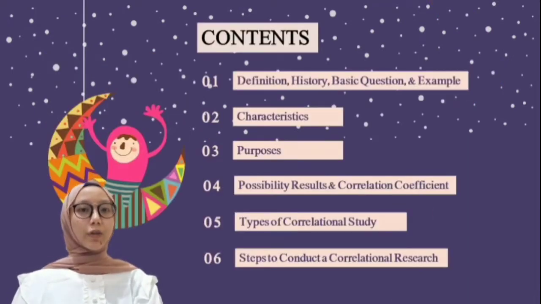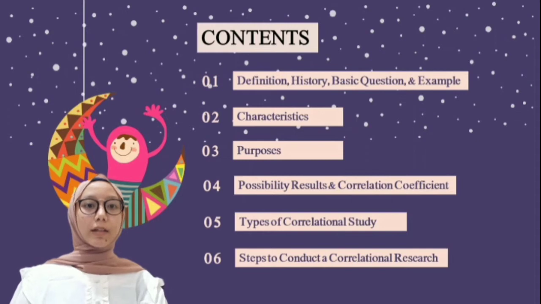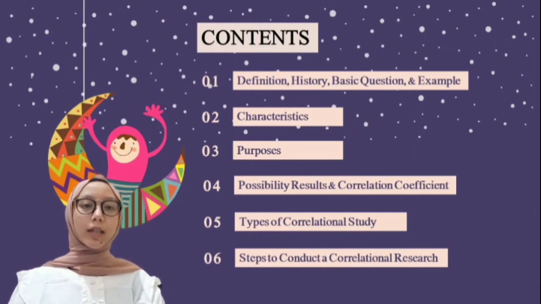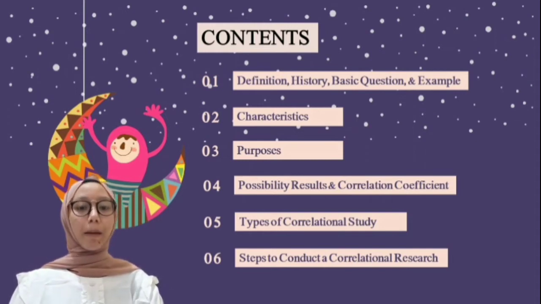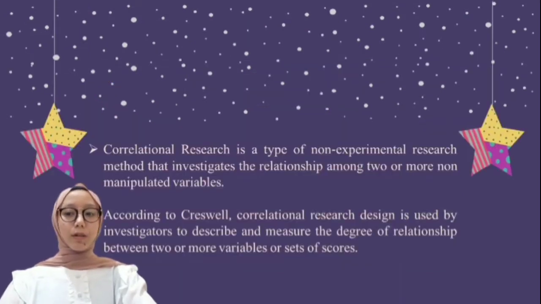Well, in this slide, you can see the table of content. The first one, there are definition, history, basic question, and example. The second one is characteristic. The third one is purposes. The fourth is possibility result and correlational coefficient. The fifth is types of correlational study. And the last is steps to conduct a correlational research. Let's start with the definition.